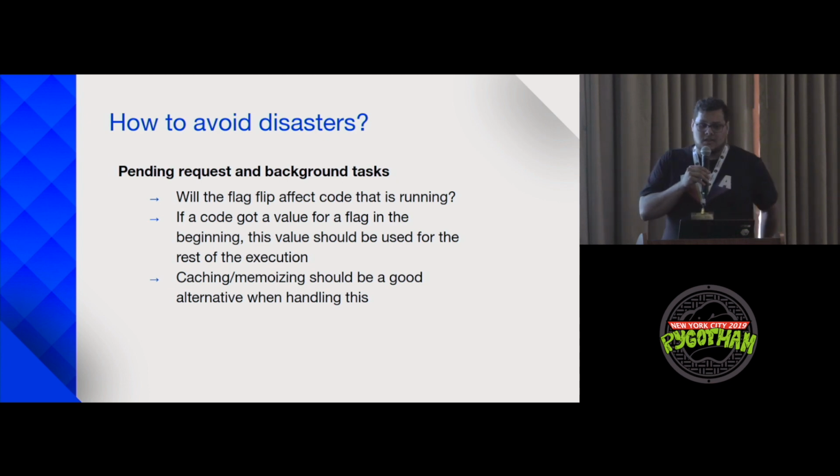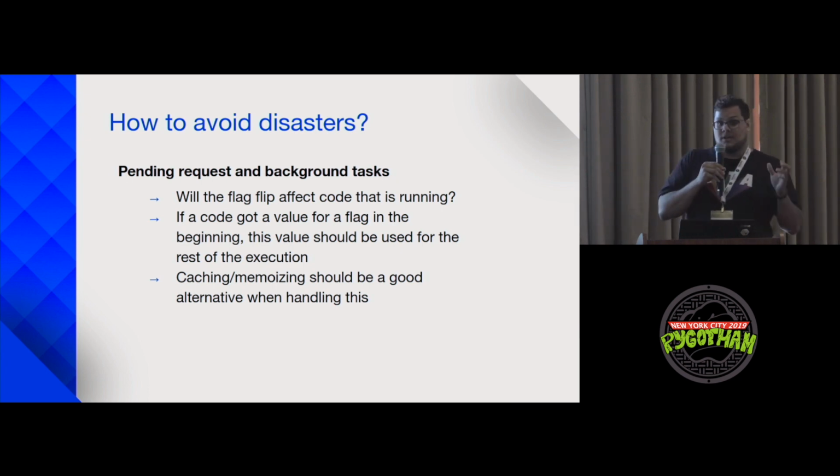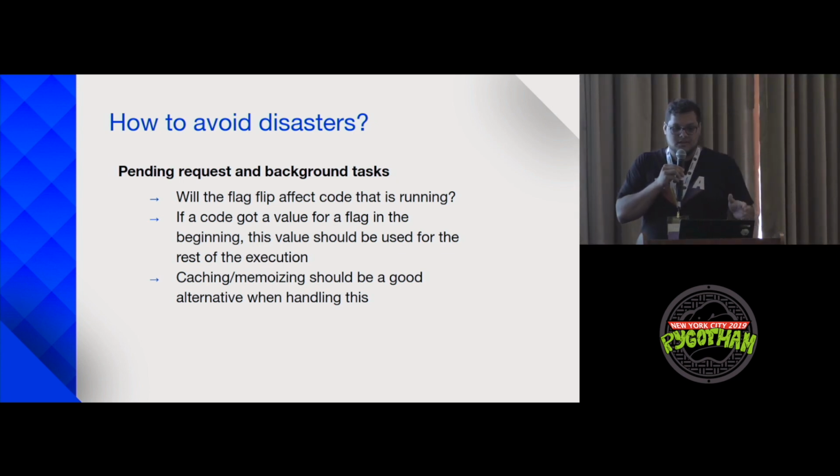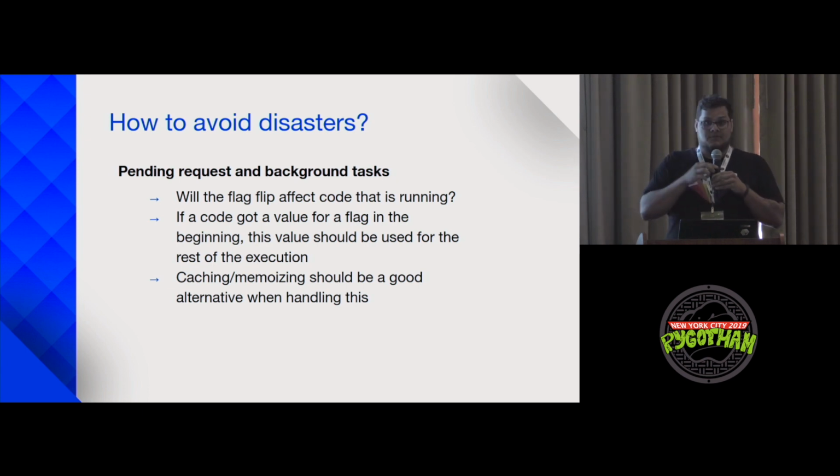One other thing is about pending requests. As I told you about the concurrency problem, pending requests and background tasks may be a problem if you don't use caching and memoizing, because you can have multiple places in your code that pick the value of the flag, and this may lead to inconsistent states of your data. So with caching and memoizing, you pick the value the first time and store it for the rest of the code run. It would be a good solution for this.